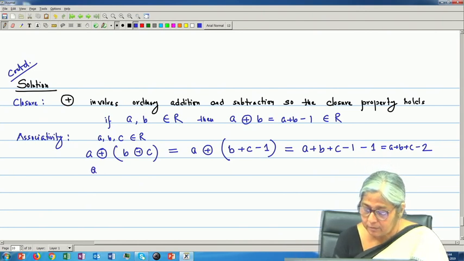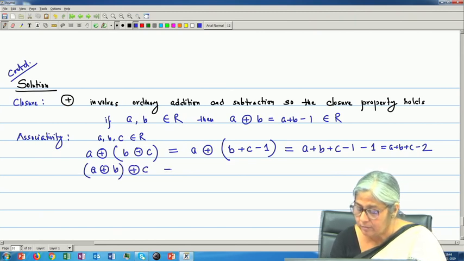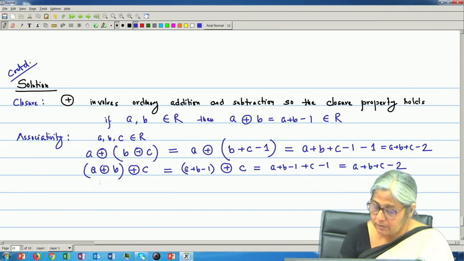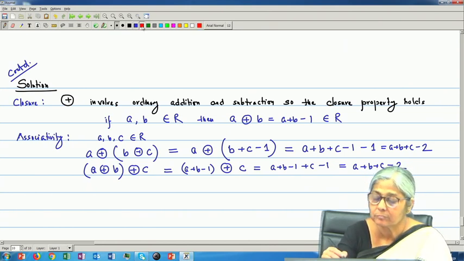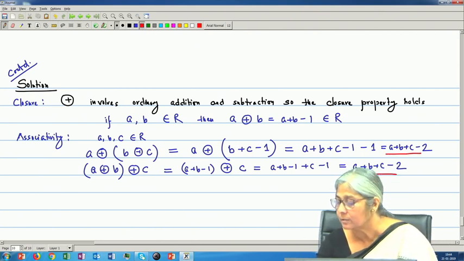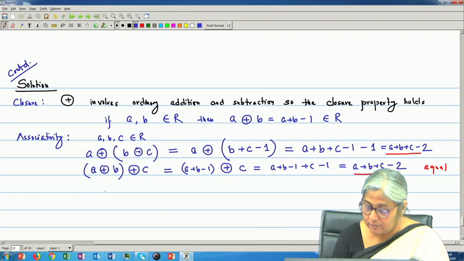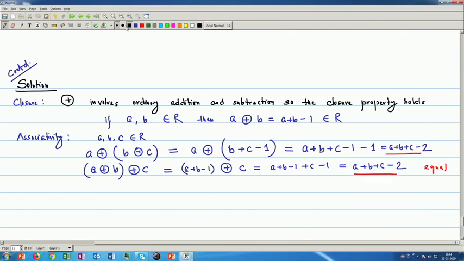Now, if we take a ⊕ b first and then c, we will get (a plus b minus 1) plus c minus 1, which is equal to a plus b plus c minus 2. So, these are equal. What we see is that these two are equal. So, the associative property holds.